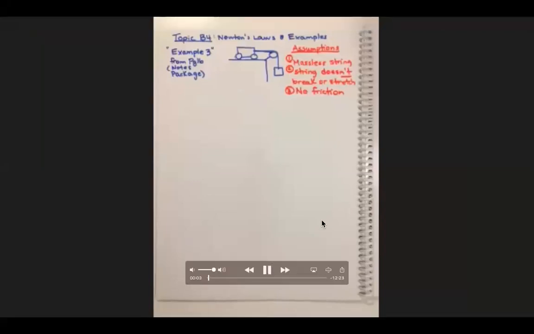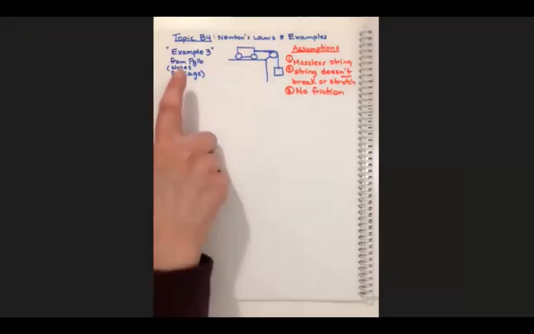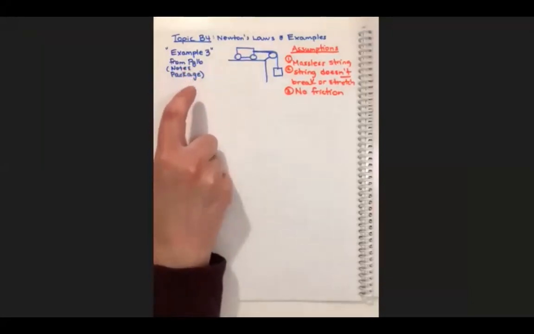We have a cart and pulley problem. In this problem, since we have two objects, we're going to be creating two free body diagrams and solving a linear system of equations. So that's how this example is a little bit more challenging than previous examples.